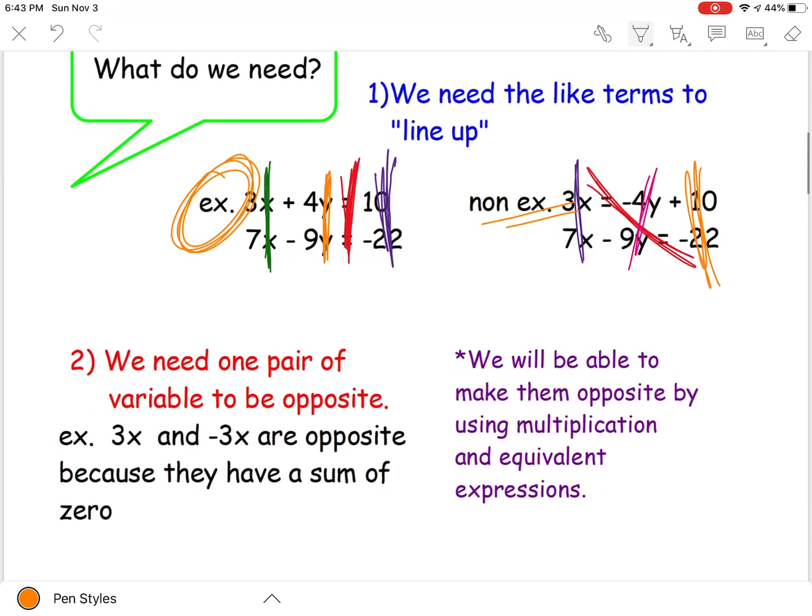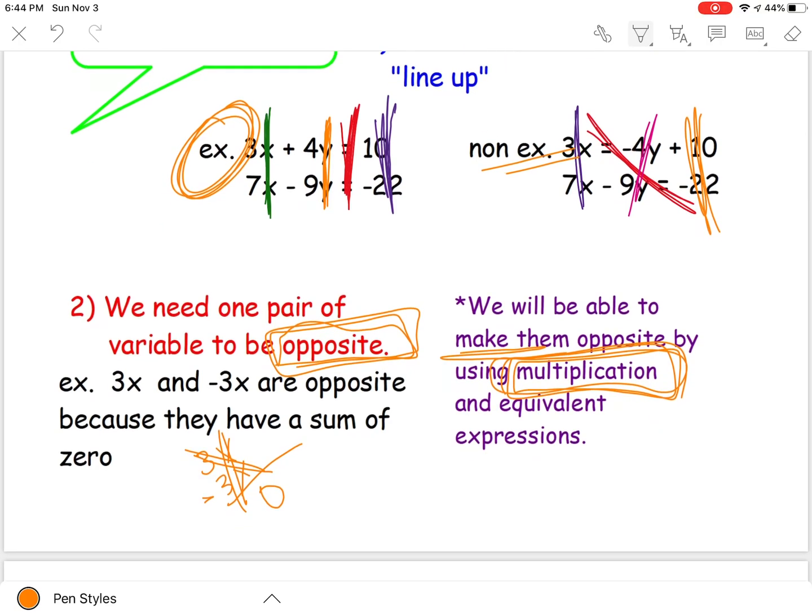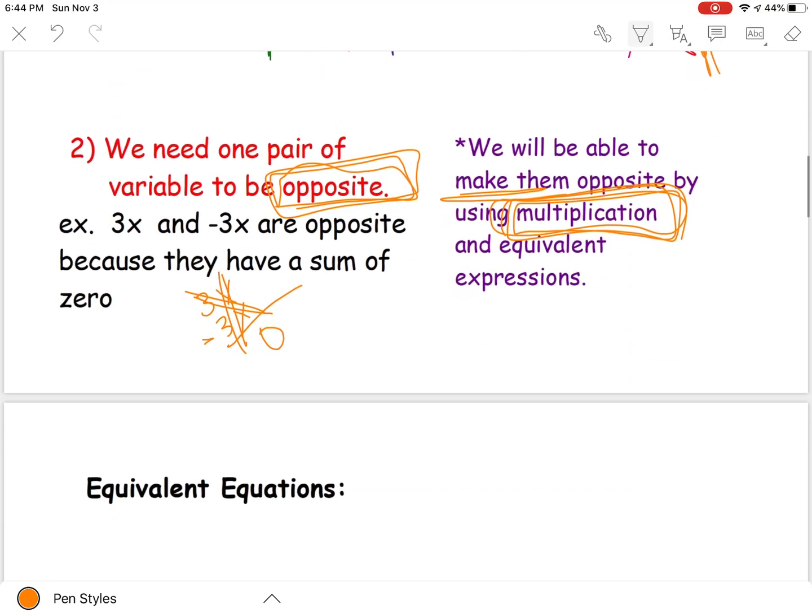The next thing you need is a pair of opposites, because opposites eliminate. So if you have 3x and negative 3x, those are opposites because they have a sum of 0. So that's what happens in elimination. You have a positive of something and a negative of the same thing, and then they cancel out or eliminate to 0. And that's what we want to happen. If there aren't opposites in the given problem, we will be able to make them opposite by using multiplication. So we'll use multiplication to create opposites and equivalent expressions if we need to.